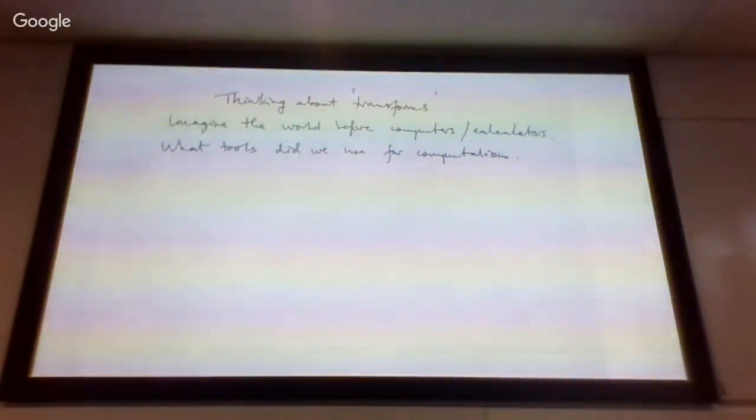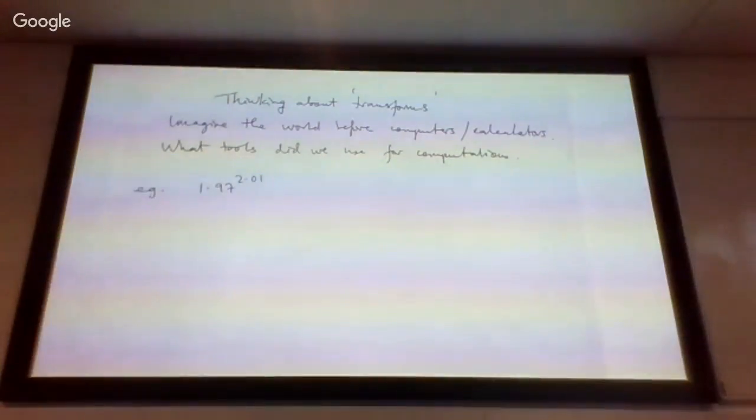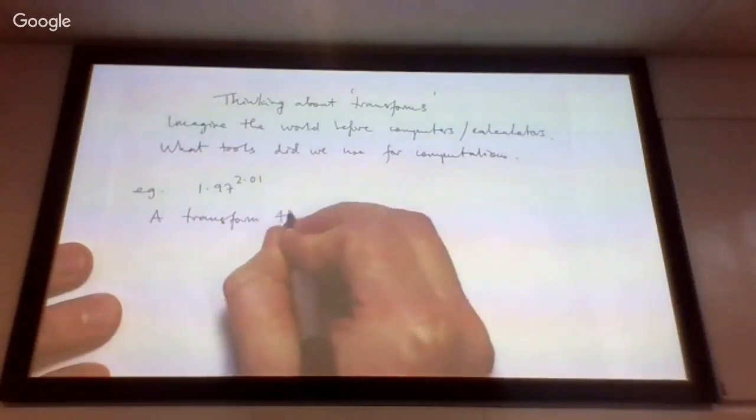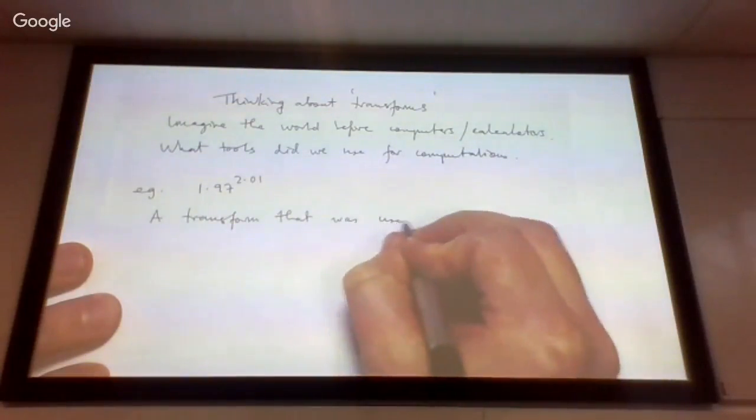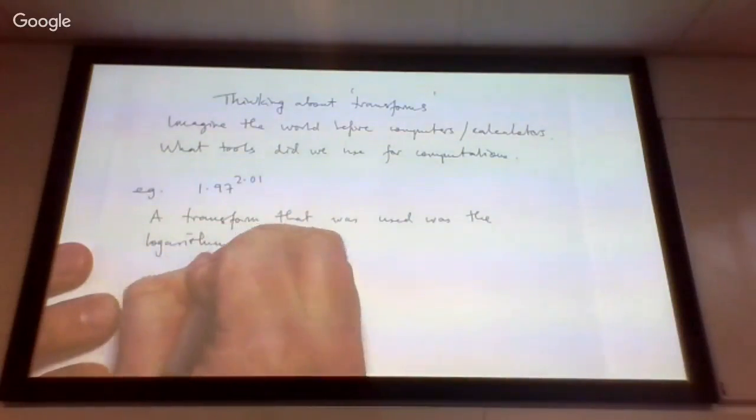If you think of one of the coursework problems that I had set you, what was it, 1.97 to the power of 2.01? Now you just type it into the computer and it gives you as detailed and as accurate an approximation to that as you might want. But what would you have done with that 100 years ago? How would you have worked with that? Okay. So a transformation or a transform that was used was the logarithm.